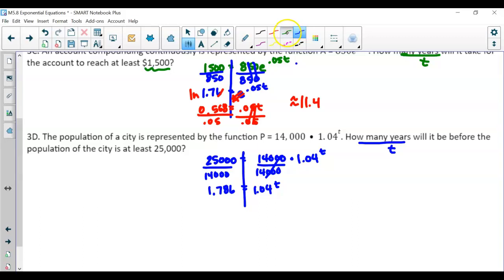So now notice you write this as a log. So here you've got log base 1.04 of 1.786 is equal to t. So now putting that in the calculator, right, because that's your change of base where you divide the two logs, you get approximately 14.78 or 14.8 years, or even approximately 15 years.